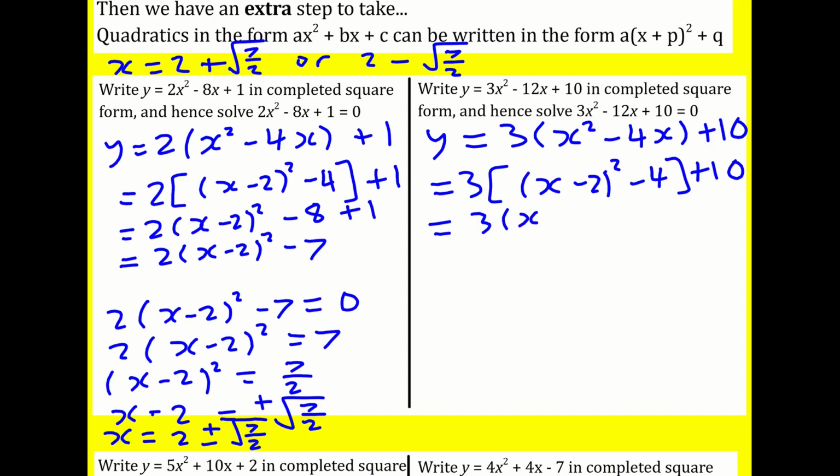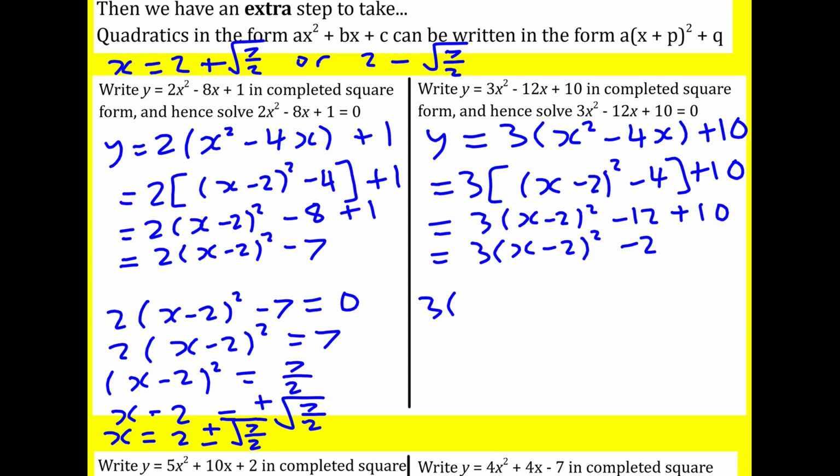Multiply it back out, minus 12. And there we have it: 3 bracket x minus 2 bracket squared minus 2. I'm going to set that equal to 0 because we're interested in solving it. That's the completed square form.